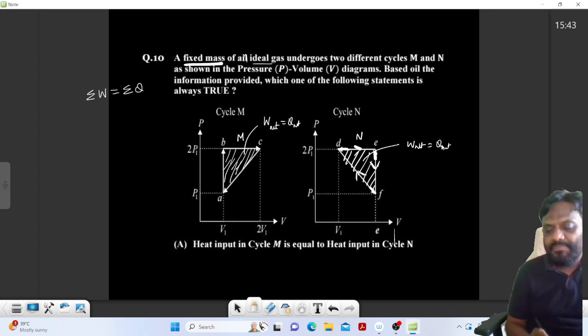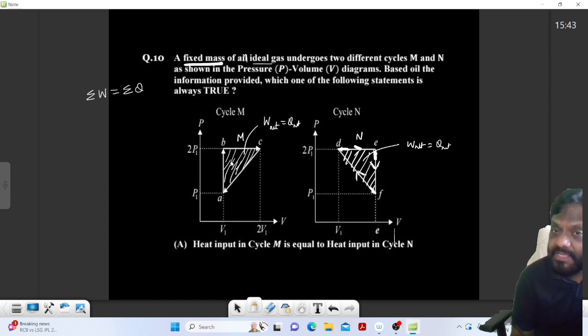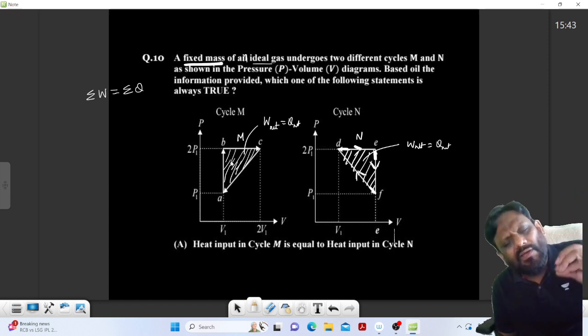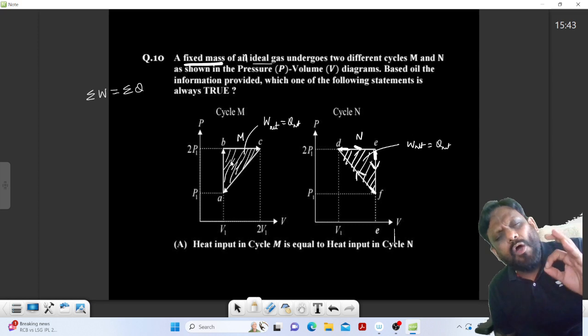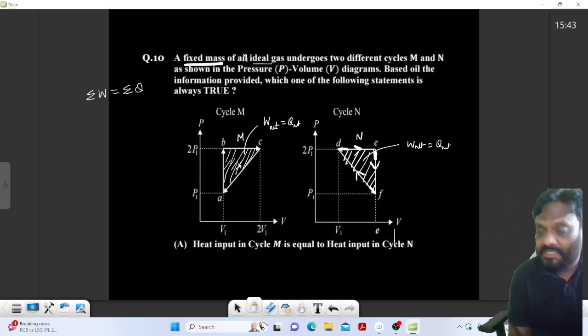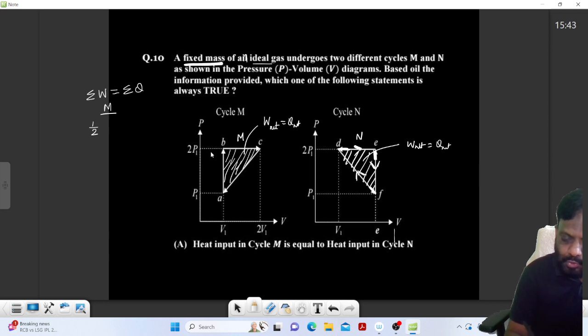Chalo, calculate karte hain, sir. Let us calculate the area of this cycle. So what is the area? Net work or net heat is area of the closed region. Here the closed region is triangle. Half base. पहला cycle ले लेंगे सर. I'm talking about cycle M. Half base. देखो अगर ये base है तो 2p1 minus p1. This is 2p1 and this p1. So 2p1 minus p1 into ये base हो गया और ये height है. ये base और ये height कितना है सर?